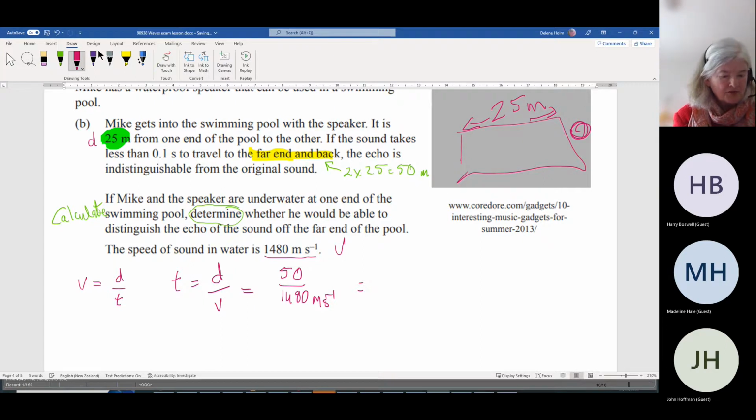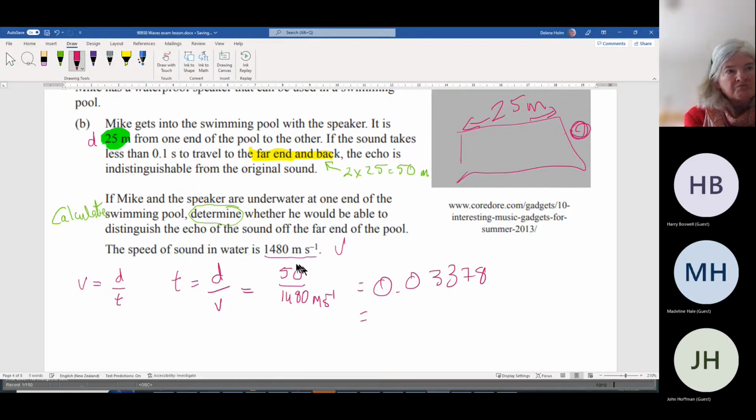So it's going to be 50 divided by 1480 is equal to, I get 0.03378. So I can change that to, because that's a whole lot of numbers, it keeps on carrying on.